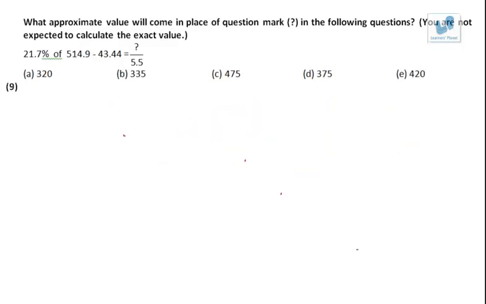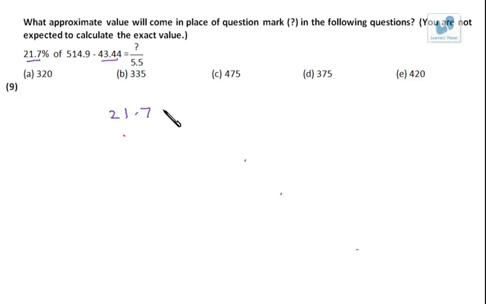Now let's see this question. Here, 21.7% of 514.9 minus this is equal to x by 5.5. Now we can observe that this data is double of this, right? So what we can do is take 21.7 as common, and I shift the percentage sign over here.